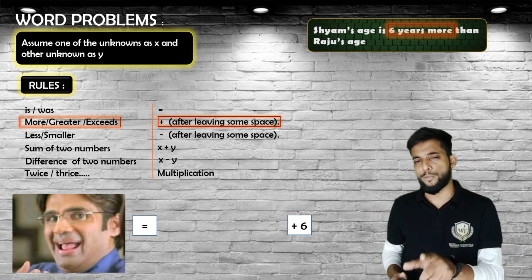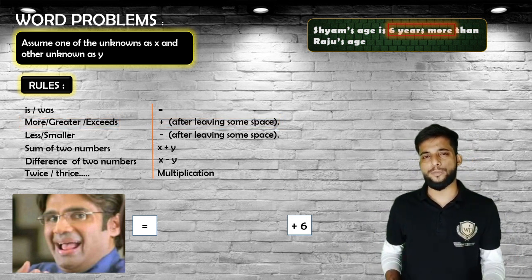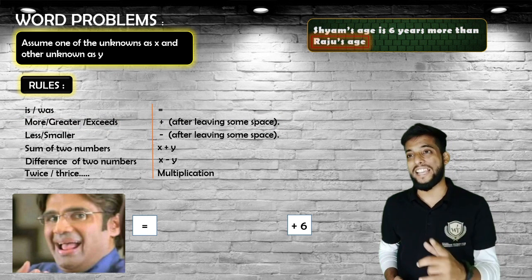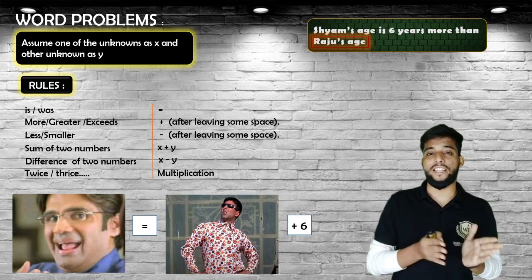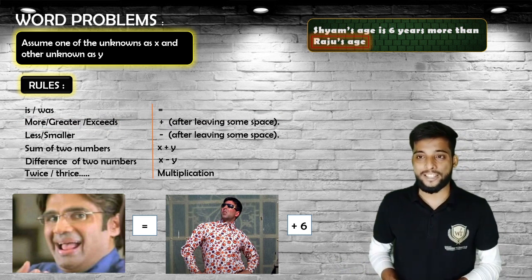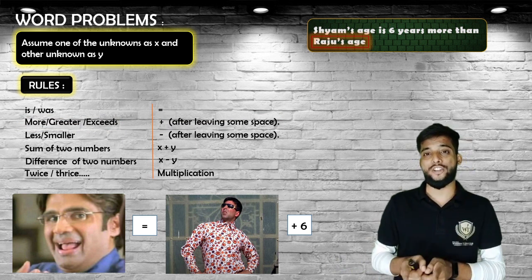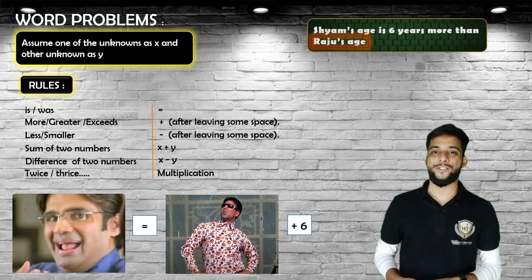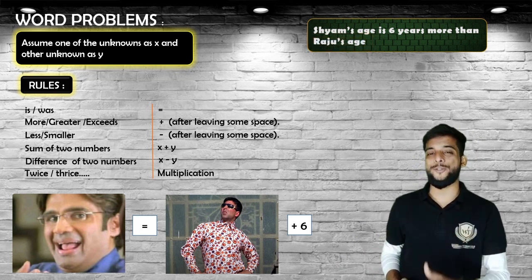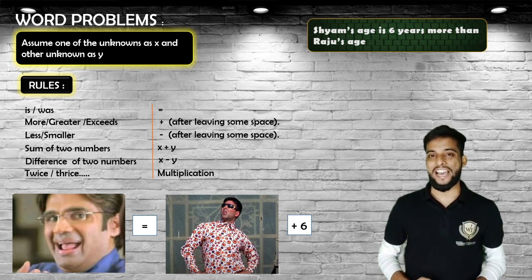Now 6 years more than whom, students? 6 years more than the age of Raju. तो ये आ गया राजू का age after the equal to sign, before the plus 6. So Shyam is 6 years more than Raju. So this is the pictorial presentation, students. So let us convert them into the equation that we need actually, right?